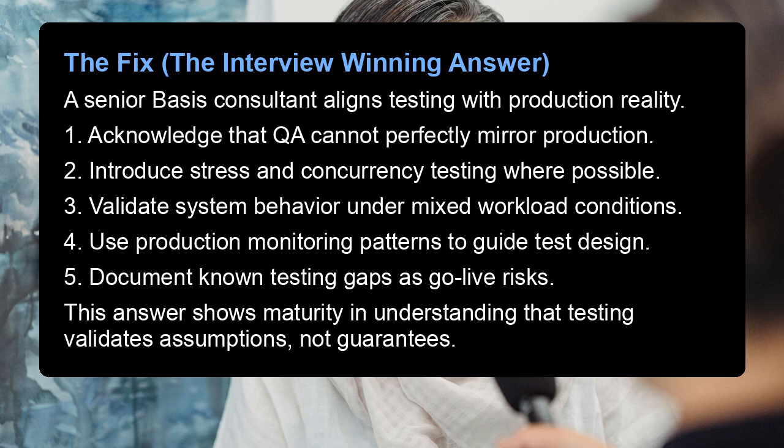The fix, the interview-winning answer. A senior basis consultant aligns testing with production reality. 1. Acknowledge that QA cannot perfectly mirror production. 2. Introduce stress and concurrency testing where possible. 3. Validate system behavior under mixed workload conditions. 4. Use production monitoring patterns to guide test design. 5. Document known testing gaps as go-live risks. This answer shows maturity in understanding that testing validates assumptions, not guarantees.